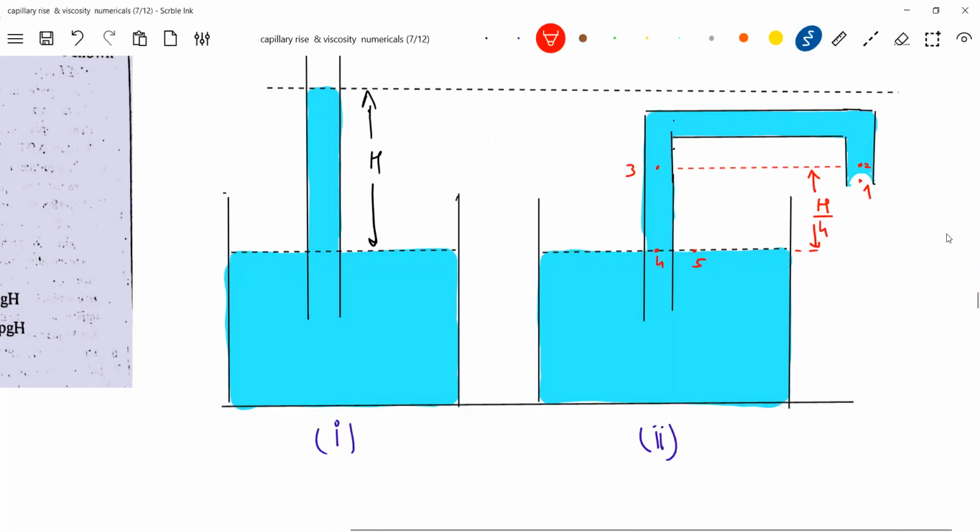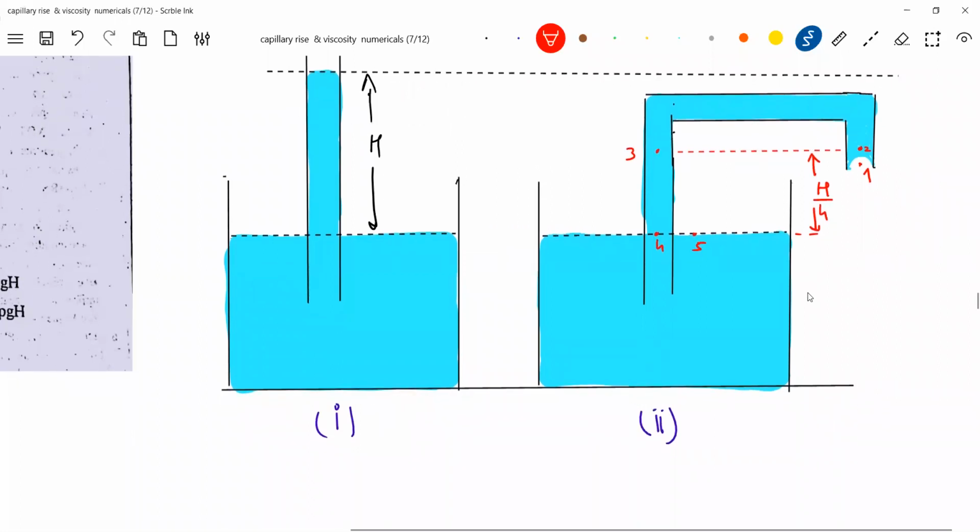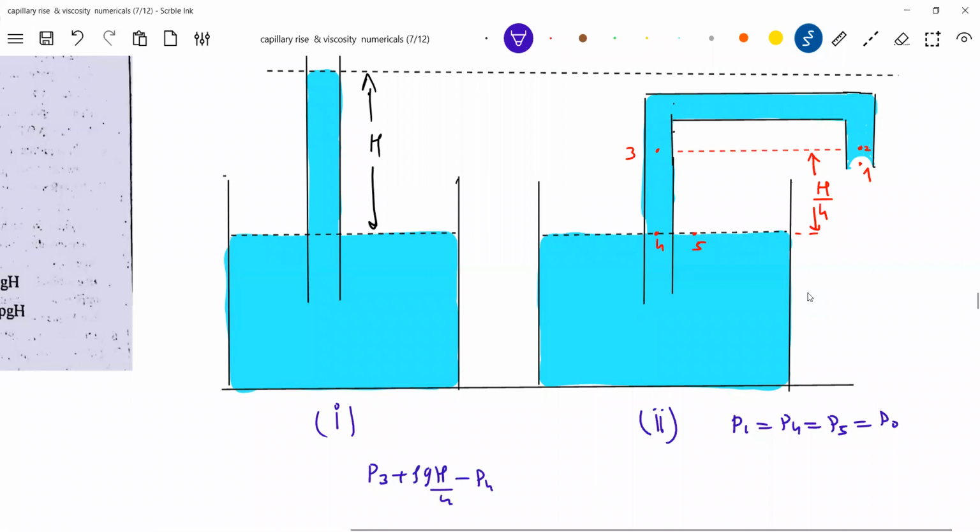What is the pressure at 1, 4, 5? Able to see that? Pressure at 1, 4, 5 should be equal to P naught. What should be the pressure at 3? So here we are going to write the equation P3 plus rho g h by 4 minus P4 equal to 0.